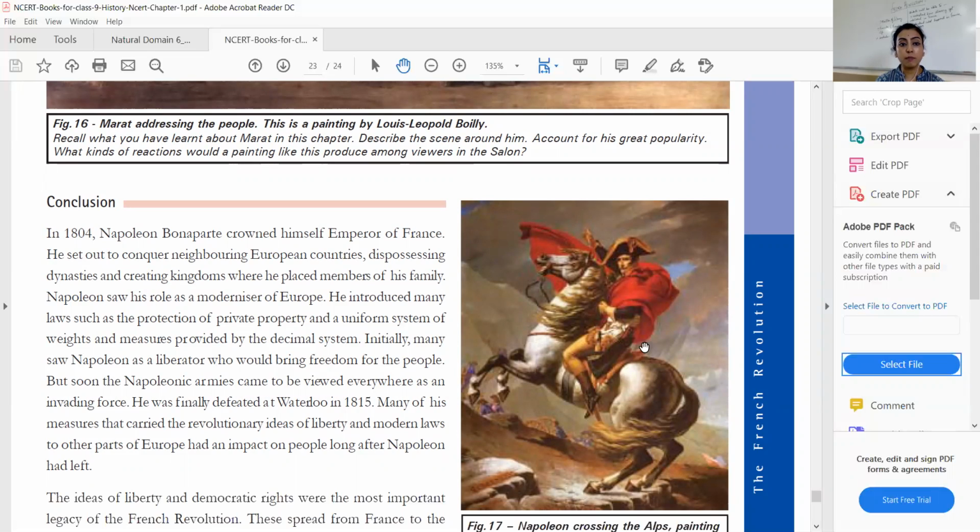Then Napoleon saw his role as a modernizer of Europe. So he considered himself a modernizer for Europe. He introduced many laws, like protection of private property and a uniform system of weights. When Napoleon became the ruler, he declared himself emperor of France. Among the laws he introduced were weights and measures, so now people have to use proper weights in the market, and proper weights and measures had to be there. He introduced protection of private property.